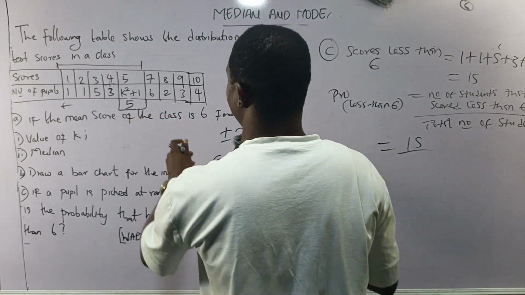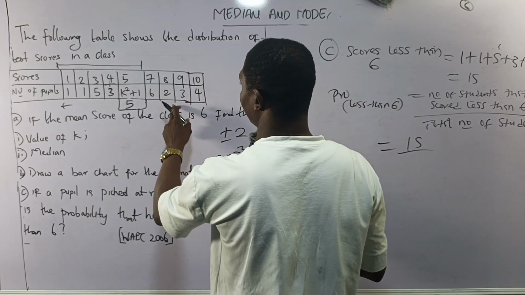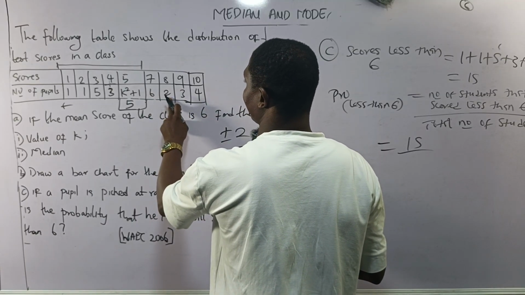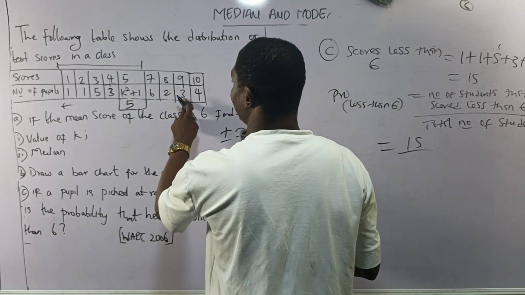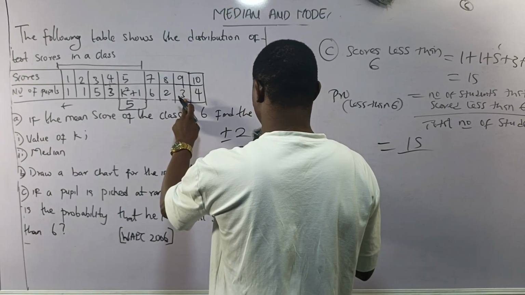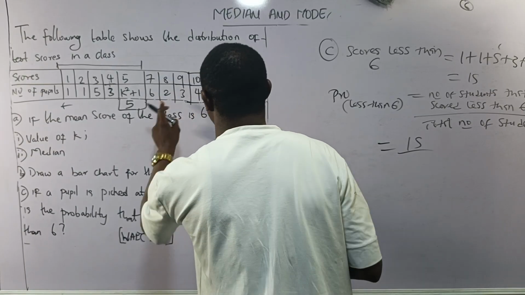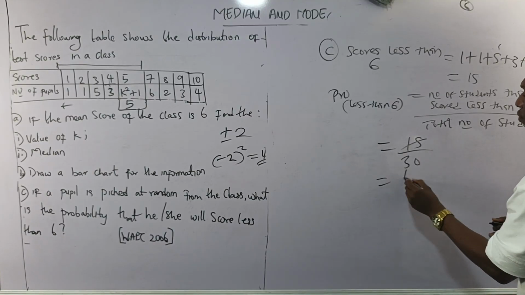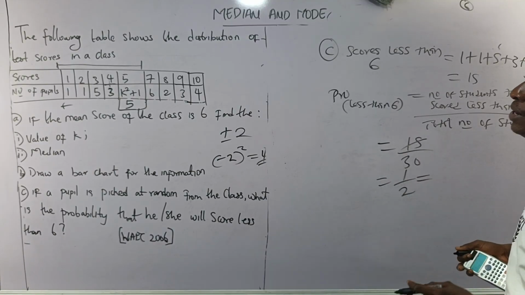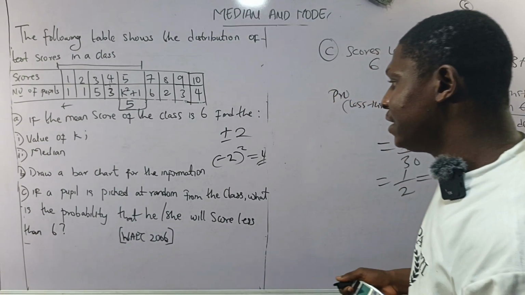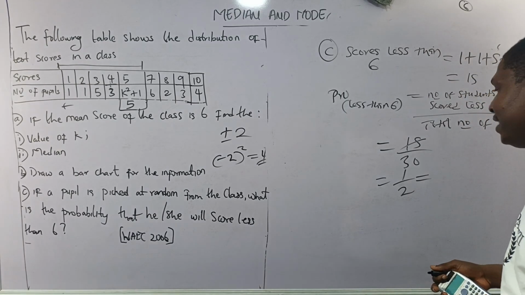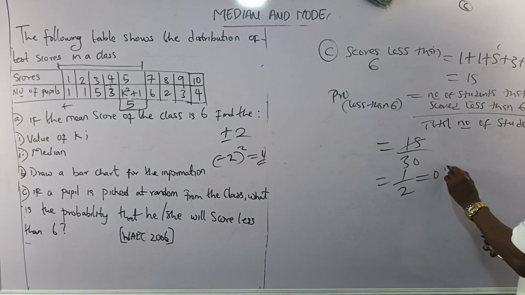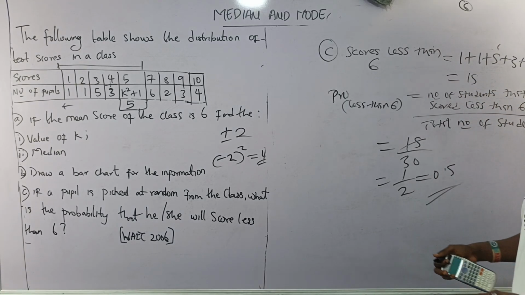Here it is already 15. And 6 plus 2 is 8. 8 plus 3 is 11. 11 plus 4 is 15. So 15 plus 15 is 30. So the total number of students is 30. So 15 over 30, which is 1 over 2. So the probability that he or she will score less than 6 is equal to 1 over 2, which is the same as 0.5. And this is our answer.